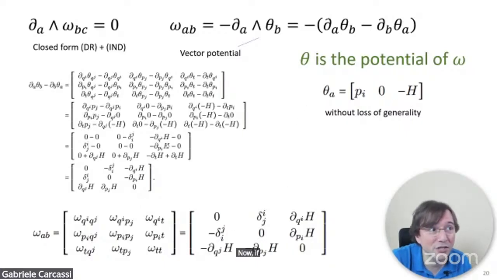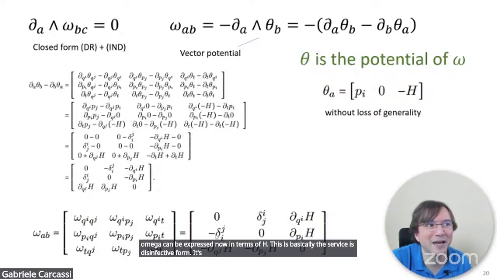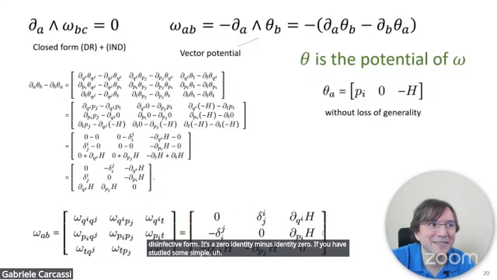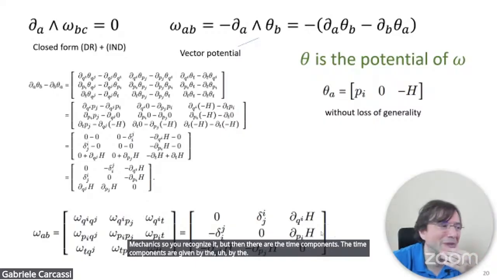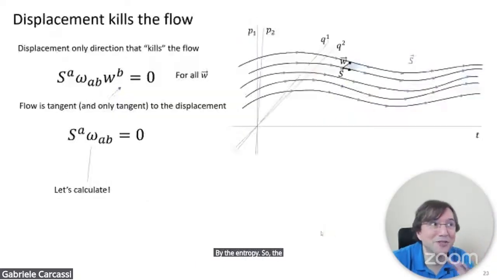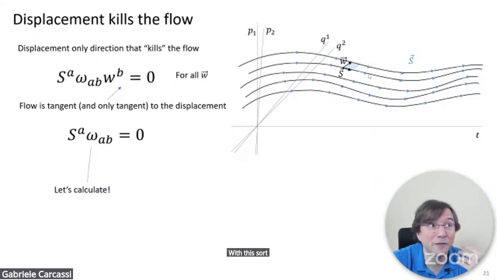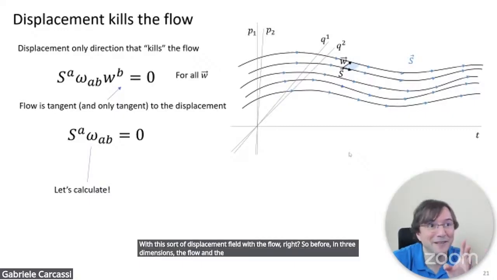Now, if you do the calculation, and I'm not going to do that, you find that omega can be expressed in terms of h. This is a symplectic form: 0, identity, minus identity, 0. If you have studied some symplectic mechanics, you recognize it, but then there are the time components. The time components are given by the entropy. So the mathematical formulation is a little bit different. Now we have to relate the flow with the displacement field, right? Before, in 3 dimensions, the flow and the displacement field were essentially the same thing.